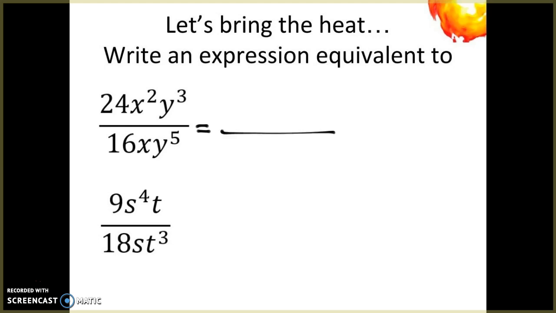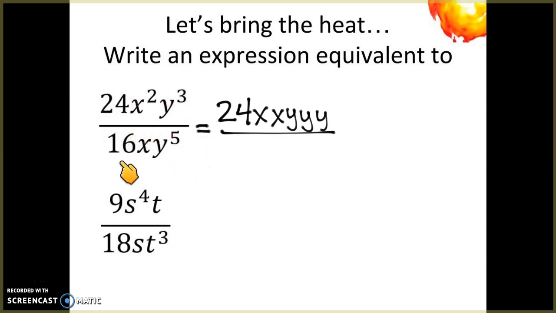So draw my fraction bar. I have 24, and then x squared means x times itself twice, and y cubed means y times y times y. All of this is in the numerator.